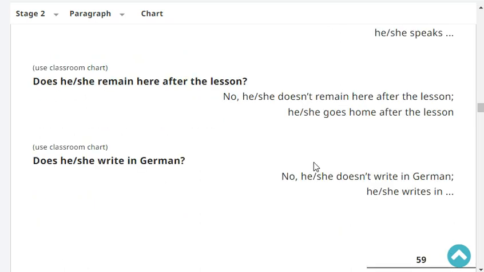Does she remain here after the lesson? No, she doesn't remain here after the lesson. She goes home after the lesson. Very good. Does he write in German? No, he doesn't write in German. He writes in English. Very good. Okay, next.